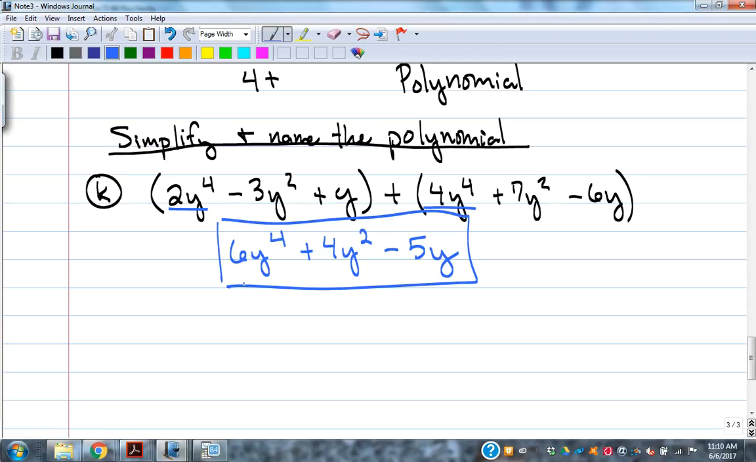How would we name that? How do we describe that polynomial? It's a, how many terms? It'd be a trinomial because it has 3 terms. Trinomial because it has 3 terms.